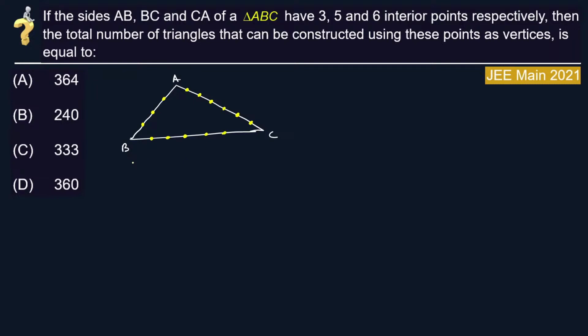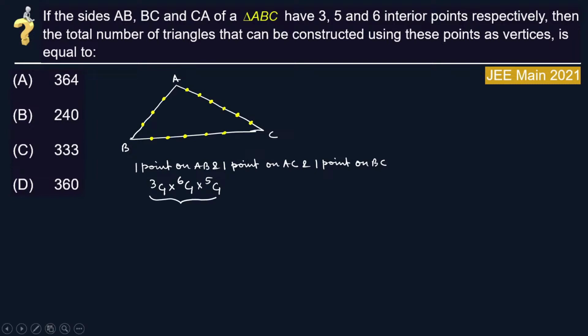So what I've done, 1 point on AB and 1 point on AC and 1 point on BC. So a triangle will be formed. Now, in how many different ways can you select one point on AB? On AB there are 3 points. So it will be 3C1 into AC is having 6 points, so 6C1, and 1 point on BC. BC containing 5 points, so 1 point can be selected in 5C1 different ways. So the total number of triangles formed is 3C1 into 6C1 into 5C1. This is the triangle which is formed where you have taken one vertex on each side of the triangle.